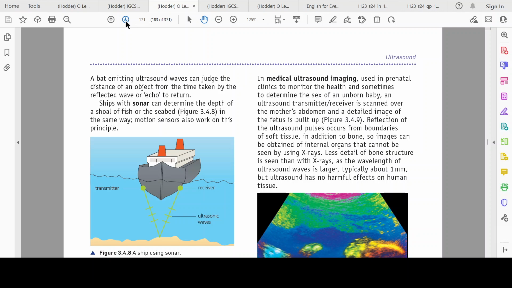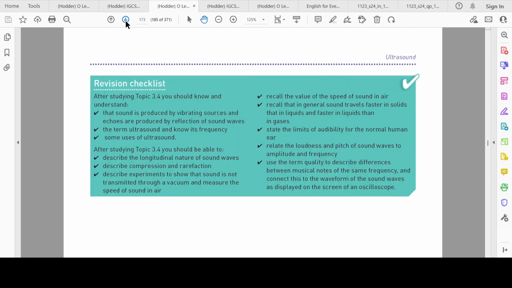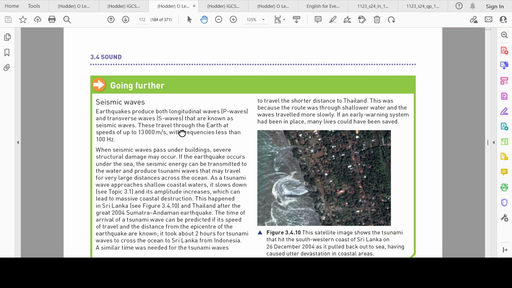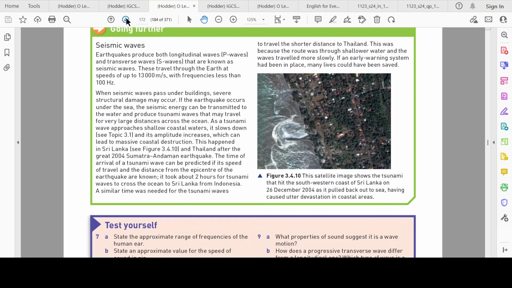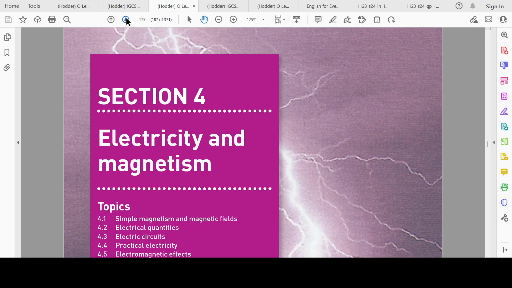No. Okay, so with that, we are done with the unit of waves. This was the last chapter. The next unit, section 4, is electricity and magnetism.